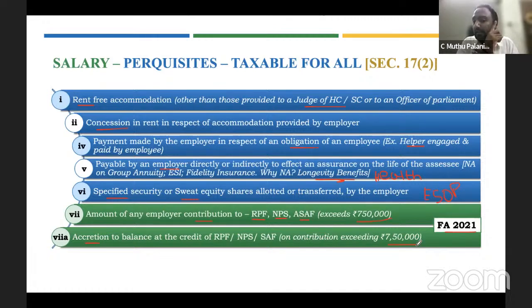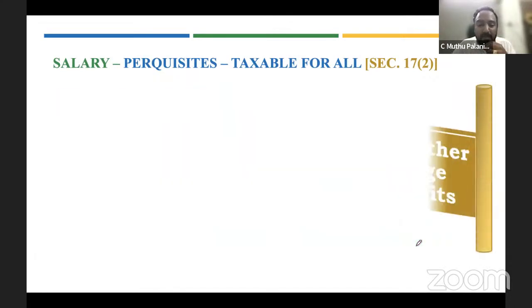Please remember, earlier in PF, we said interest on employee contribution in excess of 2.5 lakhs is fully taxable. Where the employer contributes, interest on employee contribution in excess of 5 lakhs is entirely taxable, the interest portion of it. Here, what are we saying? Contribution in excess of 7.5 lakhs also is taxable. Interest on such excess contribution above 7.5 lakhs is also taxable. So this is what is covered as taxable for all.